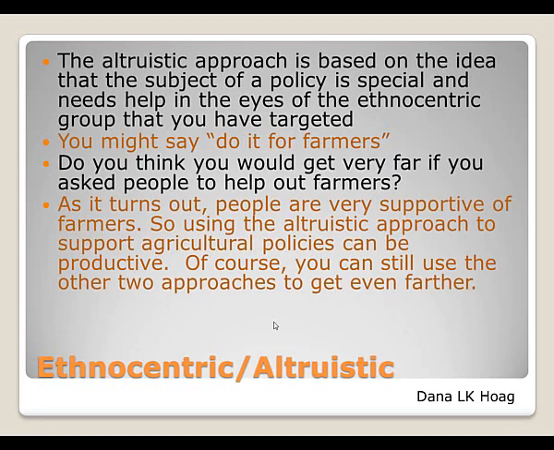Now, let's talk a little bit more about each of these. Let's talk about the altruistic approach first. It's based on the idea that a subject of a policy is special and needs help in the eyes of the ethnocentric group that you might have targeted. So let's just say you target "do it for farmers." Your message is do it for them just because they're good guys. That might really resonate with one group of people and not with another. That's the ethnocentric part of this definition.